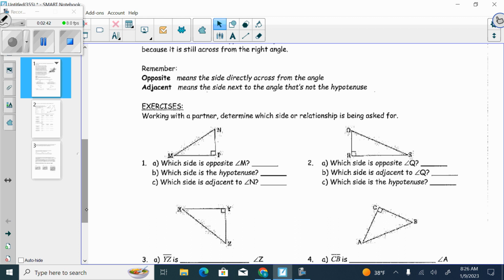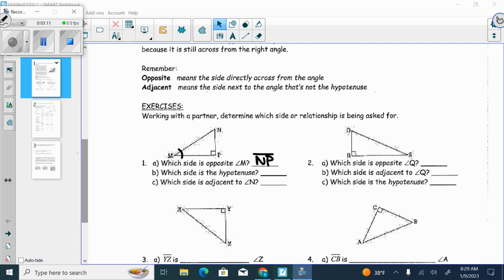So, for example, on number 1, part A says which side is opposite angle M. Okay, so here is my angle M, right? What side is opposite from angle M? Right. So that's what we're going to put on the line. All right? So I want you and the people sitting in your row to fill in these questions, and then we're going to check our answers together here in just a minute, okay? Give you guys a second to do that.